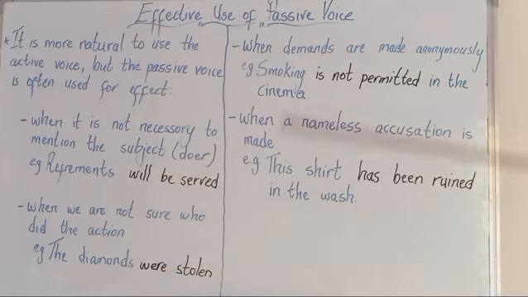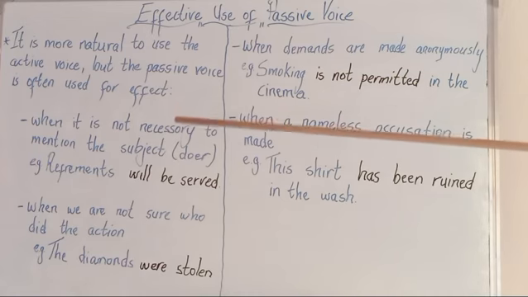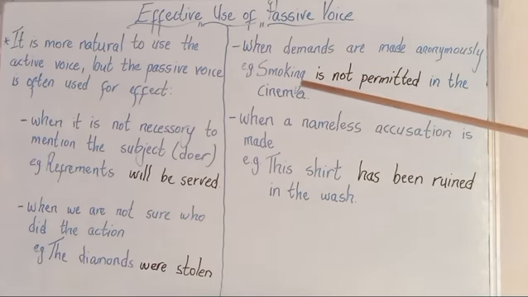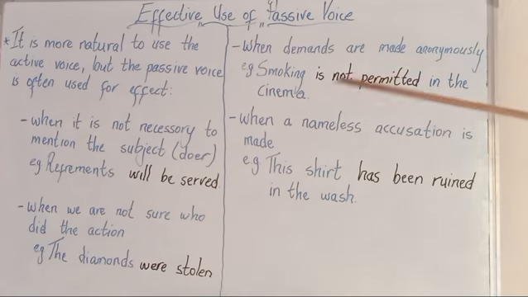Then we move to when demands are made anonymously. So we use a passive voice when demands are made anonymously. When the demand is made by somebody we don't know, but it's a rule that we have to follow, then we use a passive voice. Here's an example. Smoking is not permitted in the cinema.